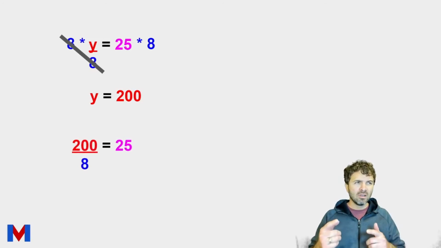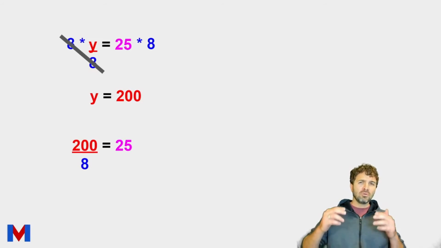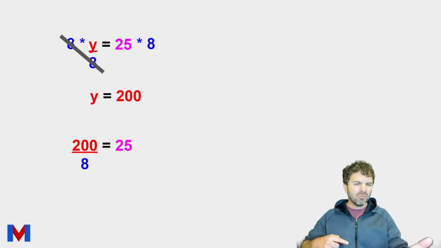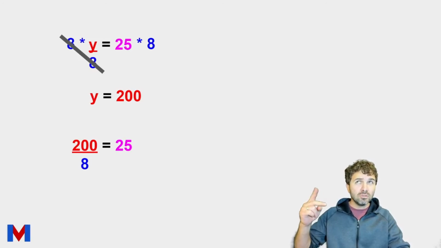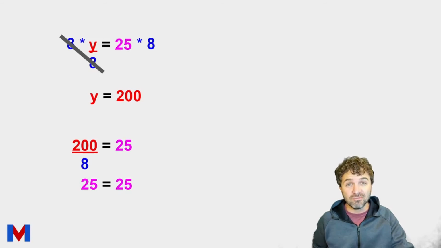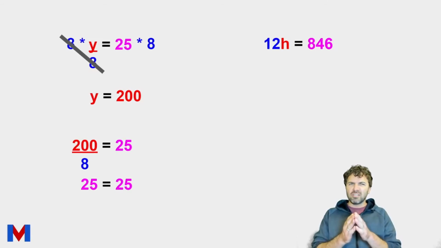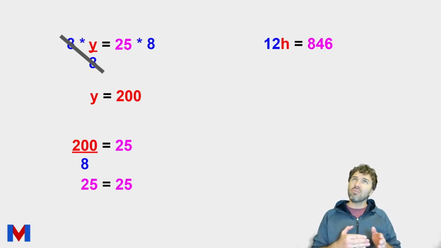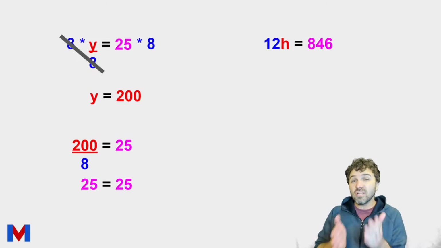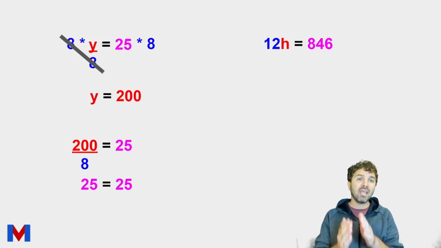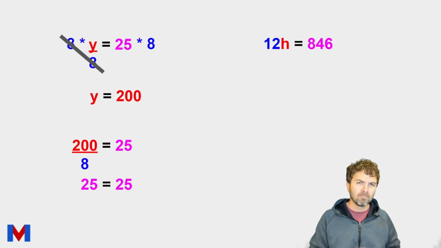Let's check our work to make sure that this is correct. So plug in 200 for y. So 200 divided by 8. Is that 25? Well, let's find out. Yes, it is. All right, let's try one more. So we've got 12h equals 846. Well, if you don't see an operation here, that means we're doing multiplication. This is saying 12 times h is 846.